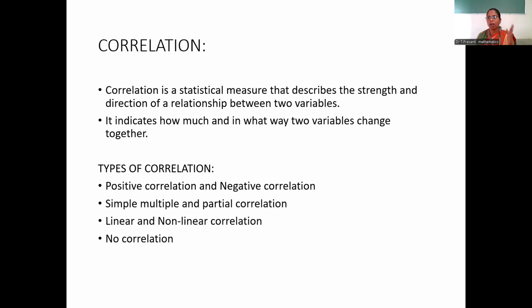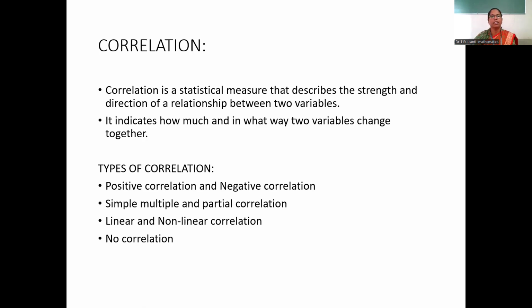We have listed out four types of correlation here. I'll give you brief information about this. First one, positive correlation and negative correlation. Second one, simple, multiple, and partial correlation. And the next is linear and non-linear. And last one is no correlation.